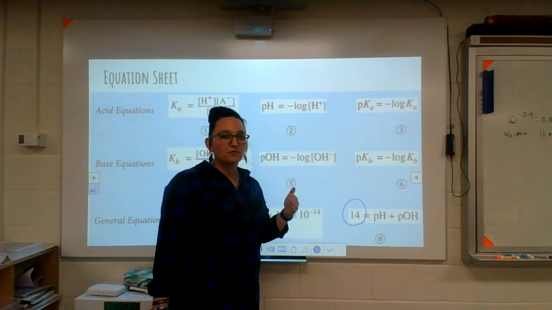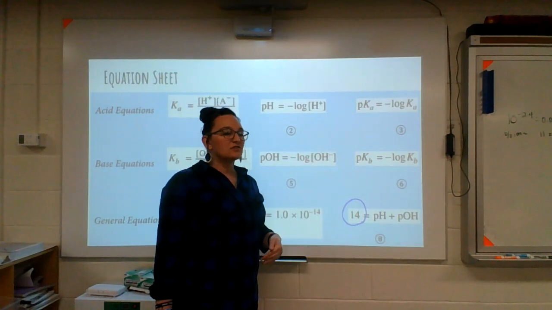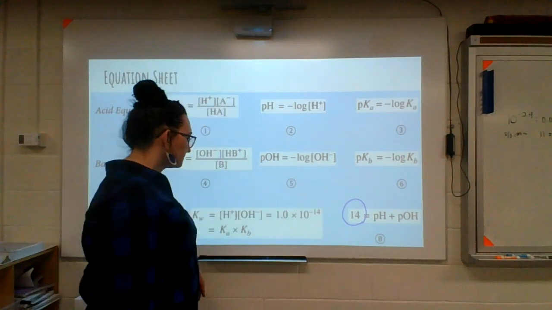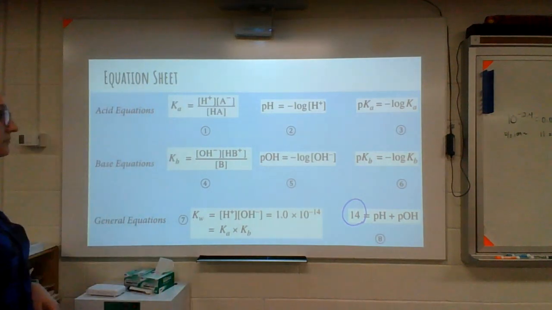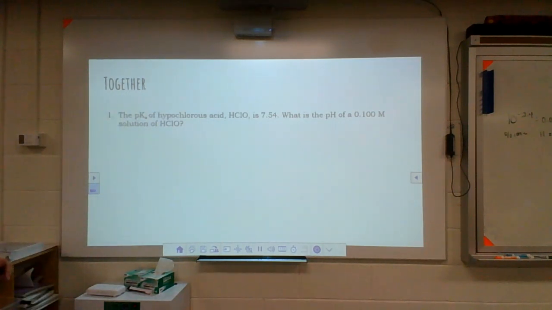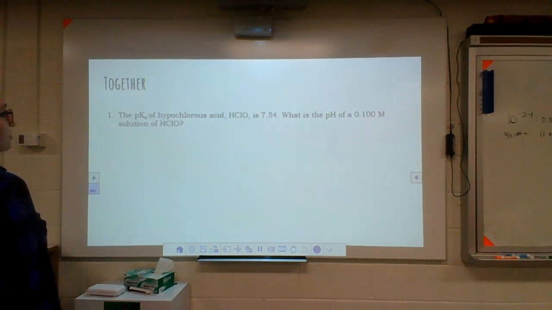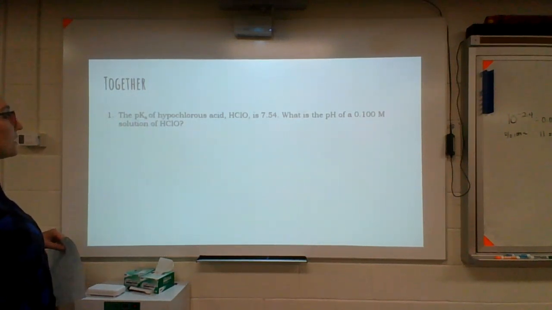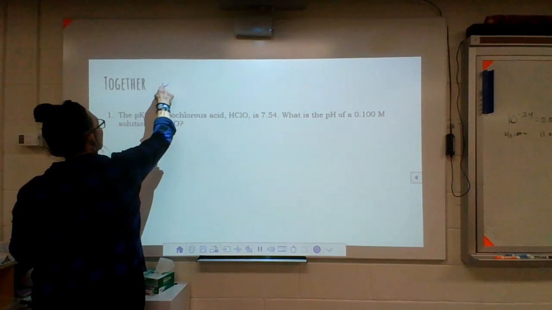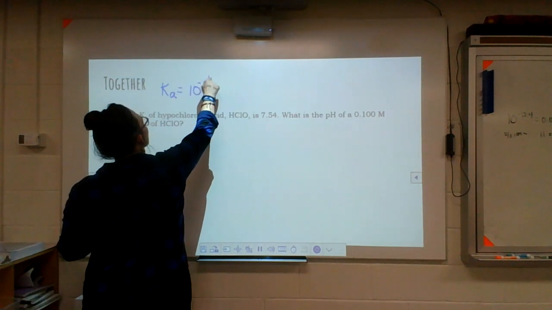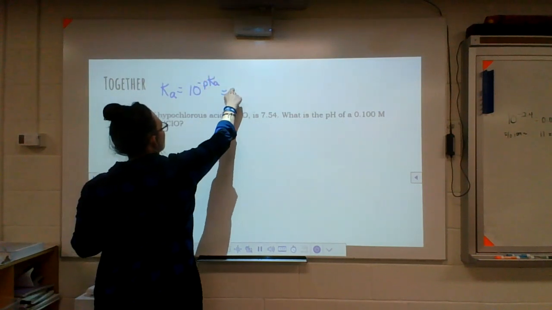So here's our I do problem. The pKa of hypochlorous acid, HClO, is 7.54. What is the pH of a 0.100 molar solution of HClO? Well, let's start by determining our Ka. So Ka is equal to 10 to the negative pKa. So that's equal to 10 to the minus 7.54, which is 2.9 times 10 to the minus 8.